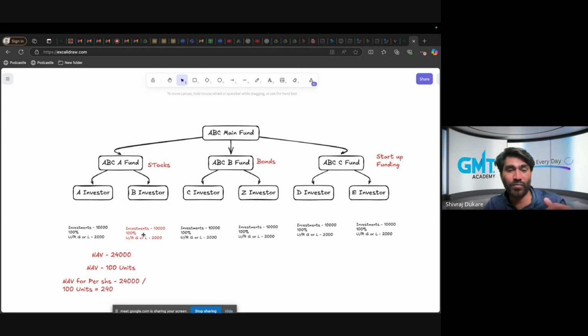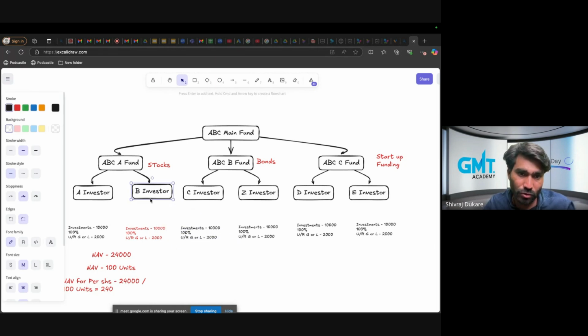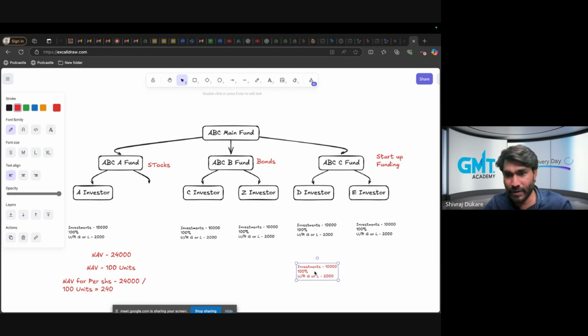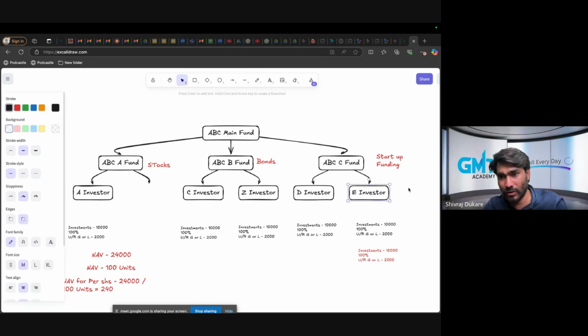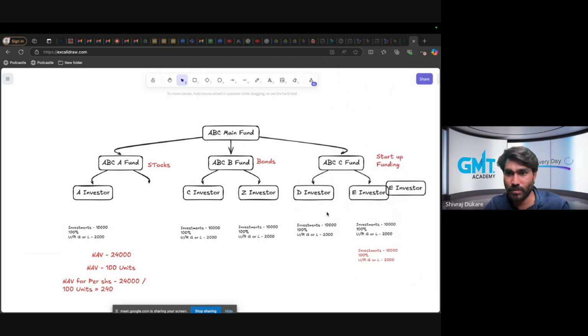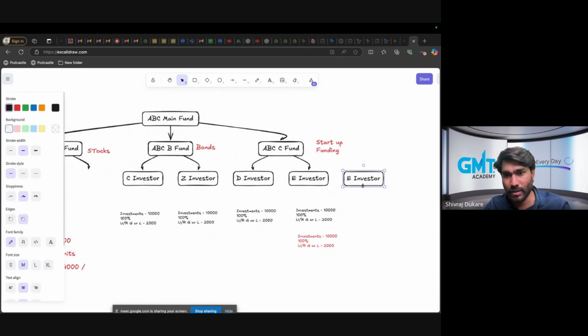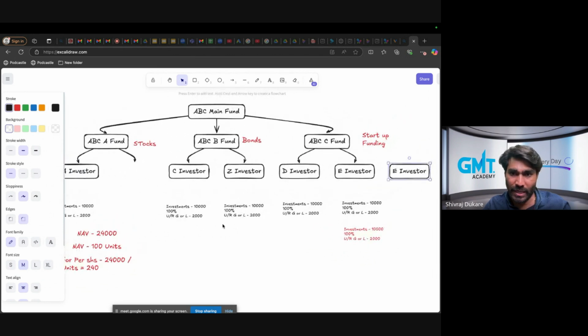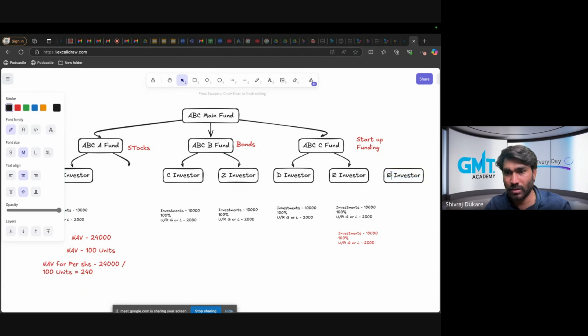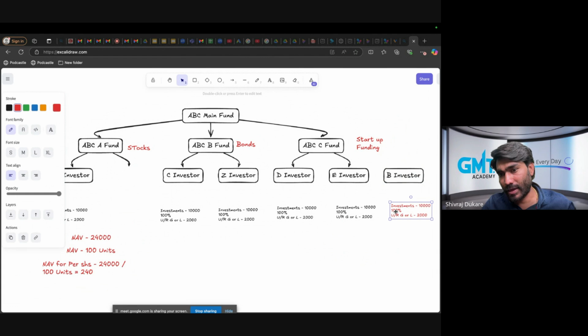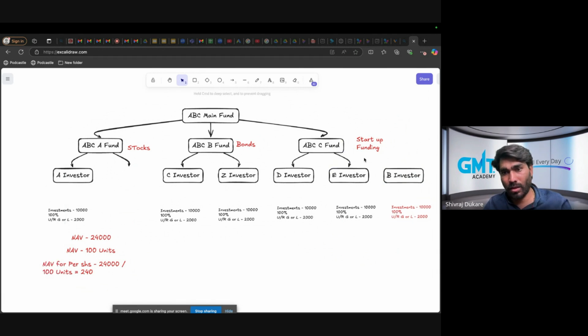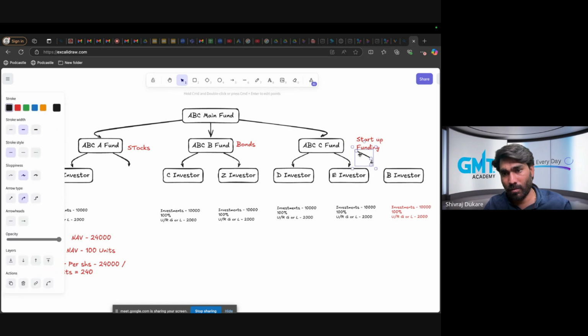Let's assume B investor wants to invest his stake in ABC fund, then you can see it looks like this. We have E investor, and here I believe it's B investor, and his wealth that you can transfer out. Look at this.